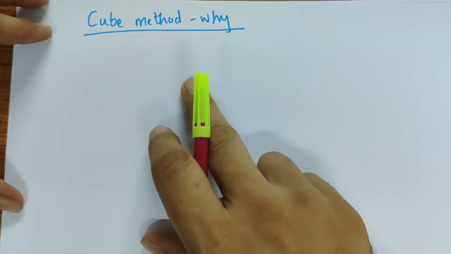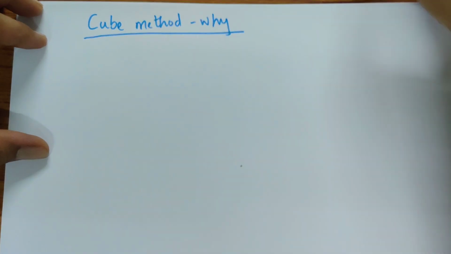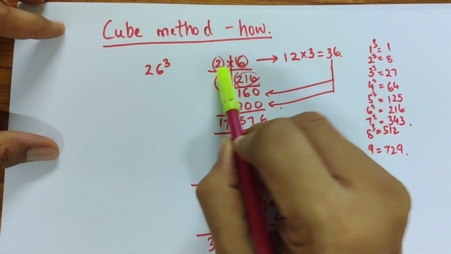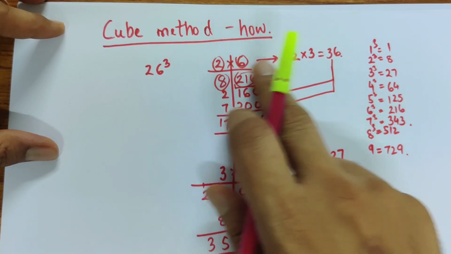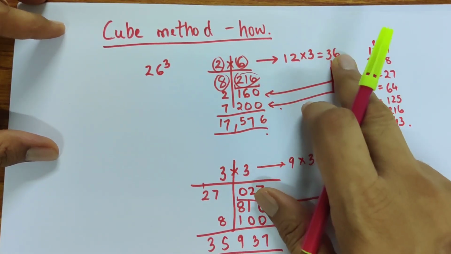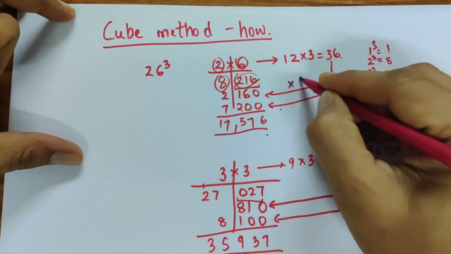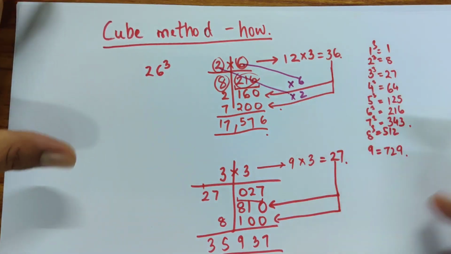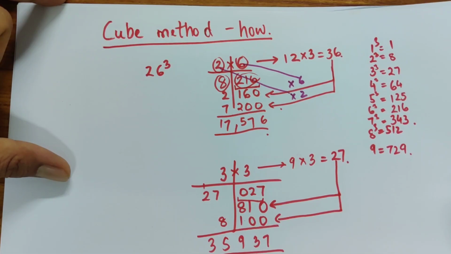So this is a video about the method to do cubes and why it works. Just to remind what we did before, how to do the cube: we looked at a two-digit number, the cube of one digit, the cube of the other, then the product of the two times 3, then you multiply this by 6 and you multiply this by 2, 6 meaning this and 2 meaning this, right? This gives you the cube of 26.